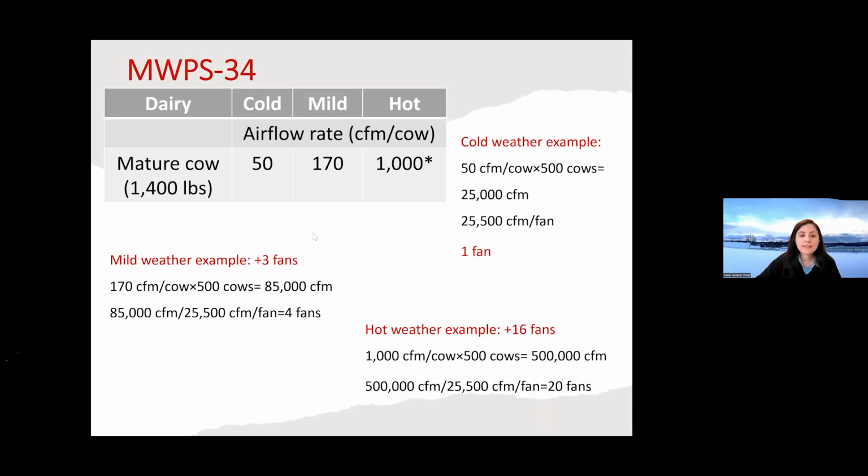So let's look at an example. This is the data from Midwest Plant Service 34. They report the airflow rate requirements for mature cows. In cold weather, they usually say 50. In mild, warmer weather, it's 170 CFM per cow. And for hot weather, this number used to be something like 460, close to 500 CFM per cow. But nowadays, they're recommending 1,000, 1,500 levels.